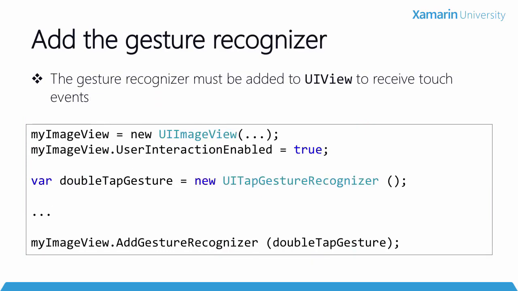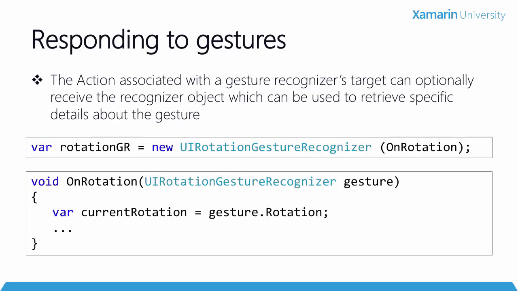Now, in order for the gesture recognizer to receive the touch data it needs to detect the gesture, it must be added to a view. And all UIView-derived objects have an addGestureRecognizer method. And finally, add code to your target method to respond to the gesture.